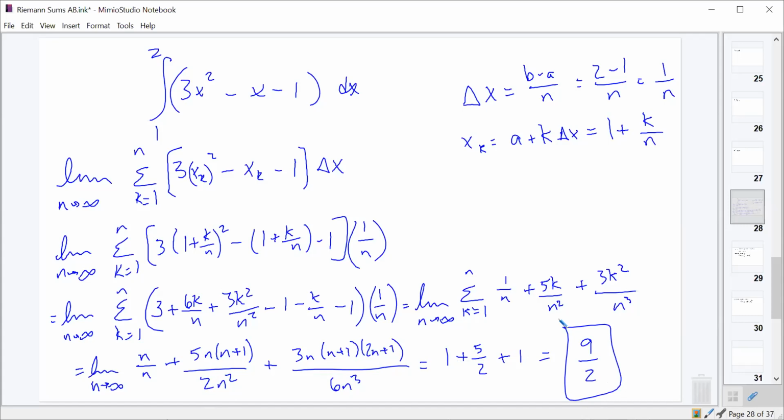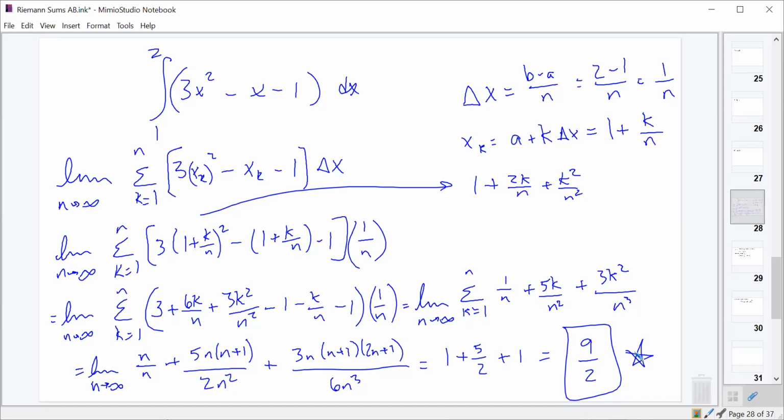Where did the 6k over n come from? 6k over n came from distributing out 1 plus k over n squared. So if you distribute out the 1 plus k over n squared, that's 1 plus 2k over n plus k squared over n squared. And then distributing the 3 through it gave us the 3 and the 6k and then the 3k squared. Okay, thank you. Everybody good with that one?